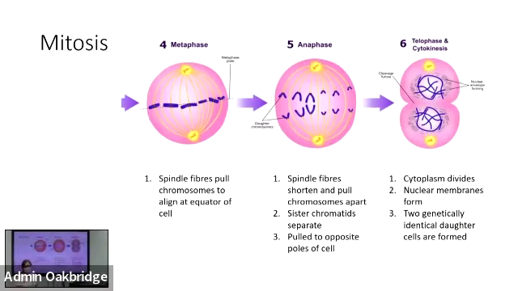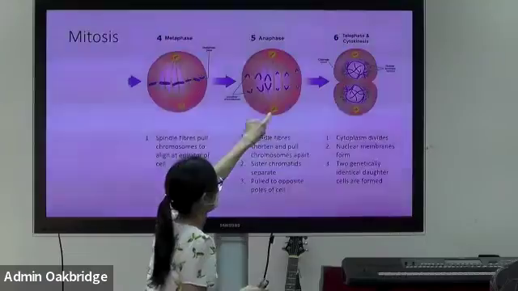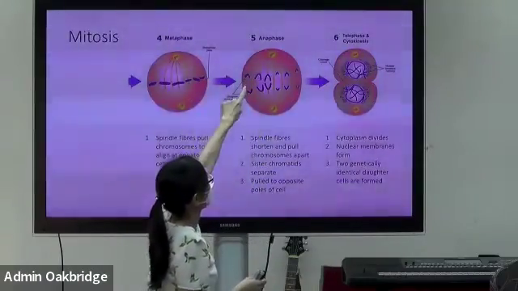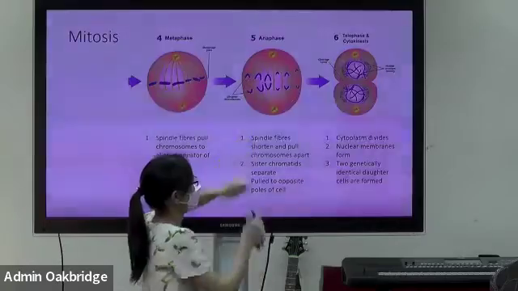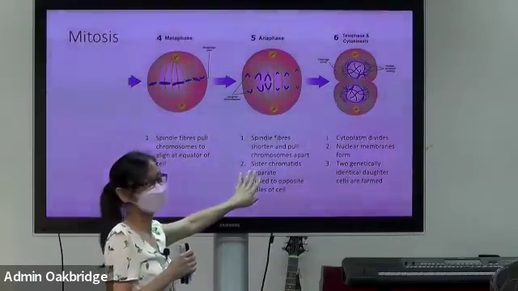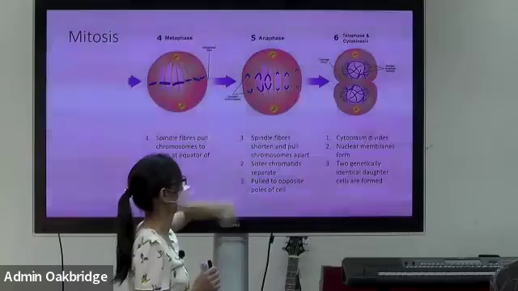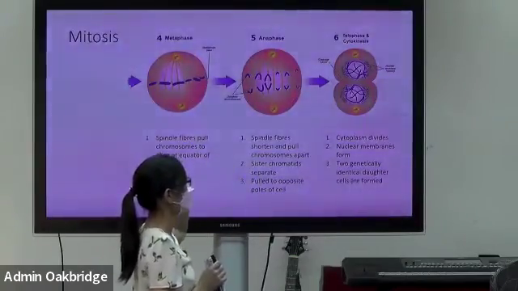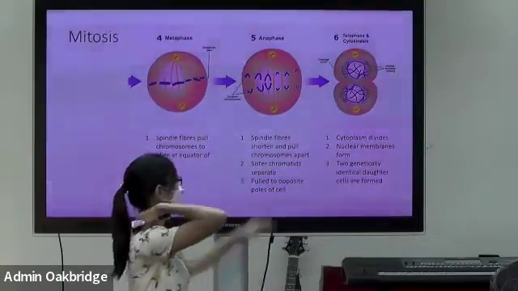What happens next? This is long, so we'll shorten it. What will happen when you shorten? This one shorten, this one shorten. The chromosomes will be separated. The centromeres will be broken. Okay, so spindle fibers shorten, pull chromosomes apart. Sister chromatids separate and are pulled to opposite sides of the cell.